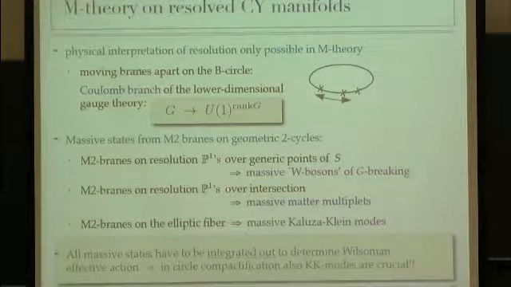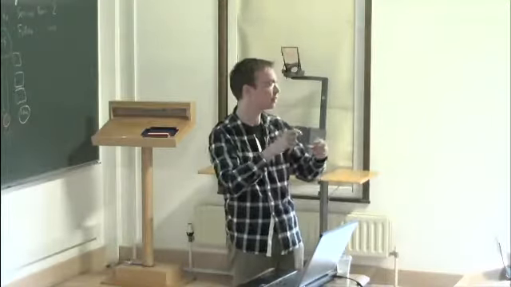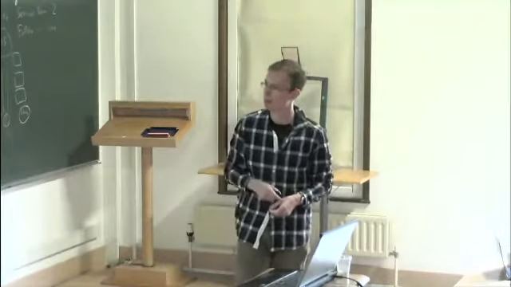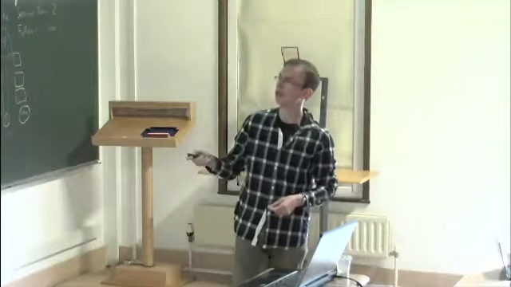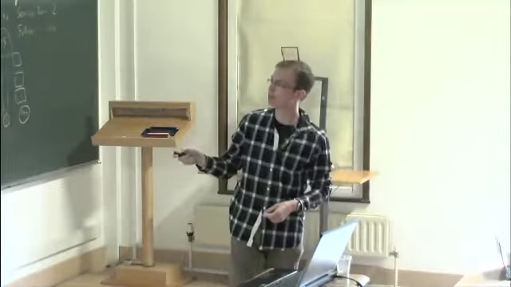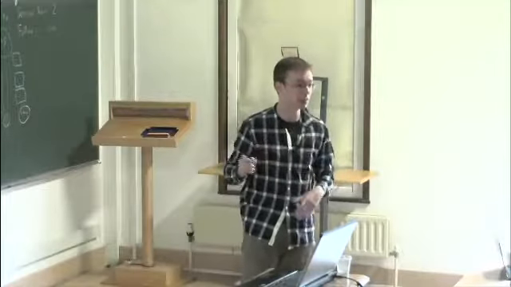M2 branes on the resolution P1s over the intersection of 2 singularities, they actually correspond to massive matter multiplets. Remember, I'm in the blown up phase, so they're always massive, these M2 branes. Only if I go back to the singularity, these fields become singular. The elliptic fiber itself, I told you, corresponds to this 2 torus, and there will be massive Kaluza-Klein states. And to be honest, all these things can also mix.